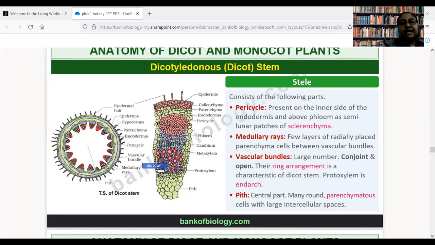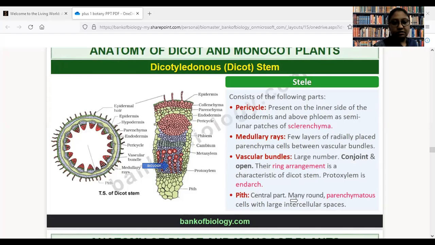Okay, and the pericycle present inside endodermis, just above the phloem. They are semi-lunar patch. Semi-lunar patch means half moon shaped patches. Okay, and they are made up of sclerenchyma. Because vascular bundle need to be protected, and this sclerenchyma layer here present is for protection. So vascular bundle conjoined and open because cambium is present in between. Protoxylem is endarch. I told you already about endarch and exarch. So pith, it is the central part.